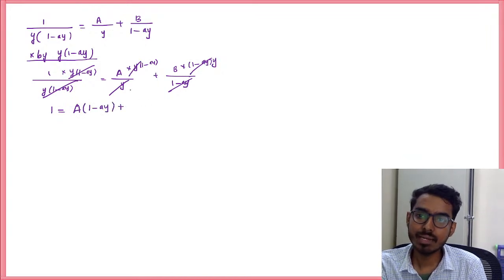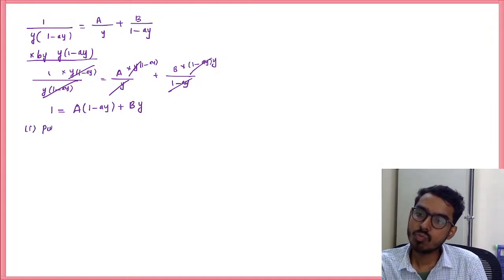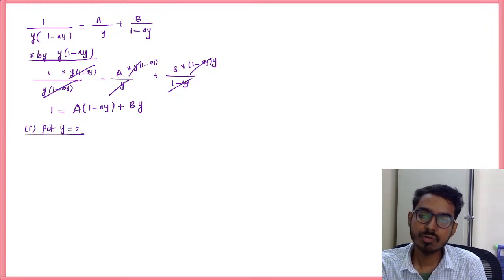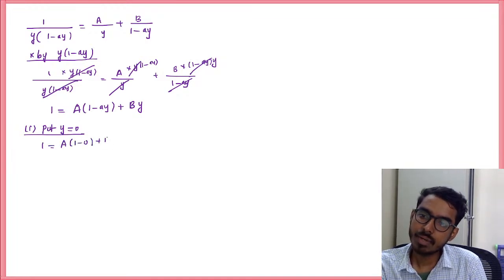Now we need to find a and b, right? So put y is equal to 0. This term will be 0 when y is 0, and this term will be 0 when y is 1 by a, right? That is how you find the constants a and b. So when you put y is equal to 0, we have a into 1 minus 0 plus b into 0, which implies the value of a is 1.